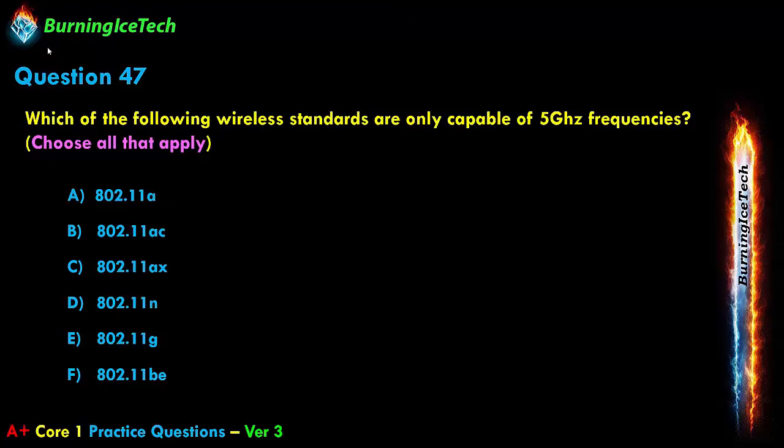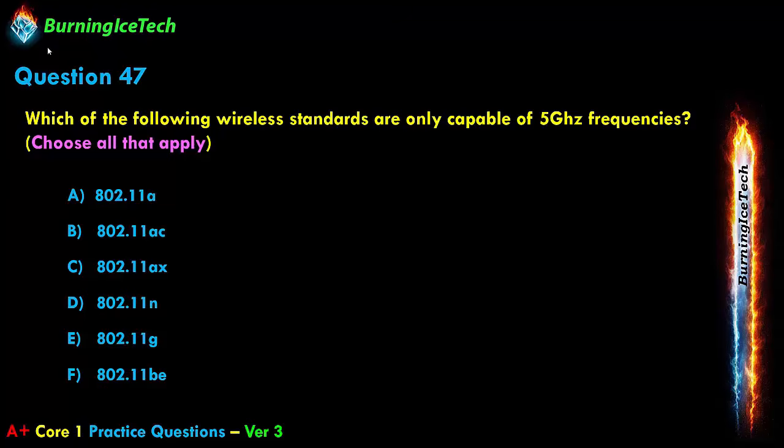If we look at 802.11ax, that one runs at 2.4 and 5. So it can run at 5, but it doesn't run just on 5. So that kind of eliminates answer C. If we look at the one that says 802.11n, that one runs on 2.4 and 5. So that one's eliminated.